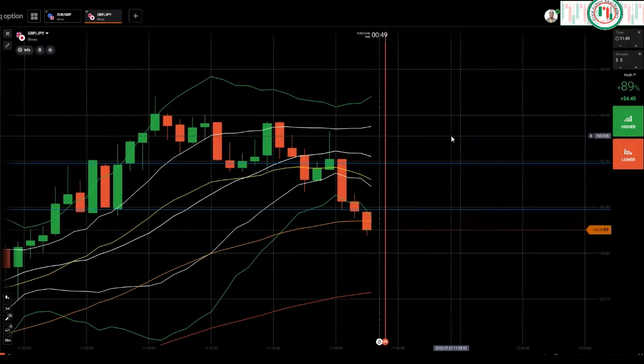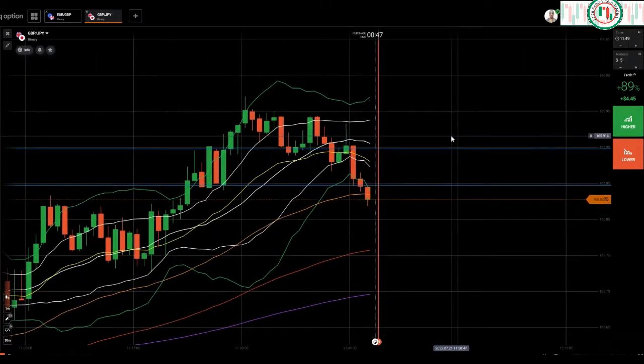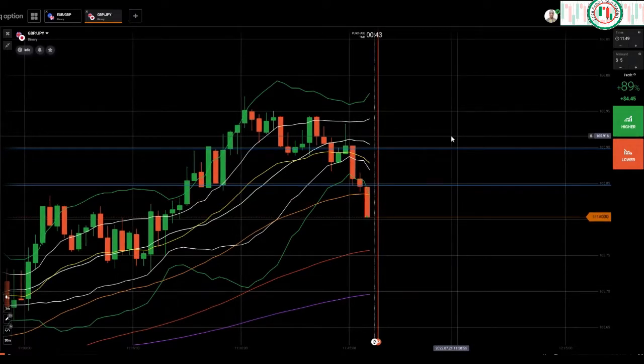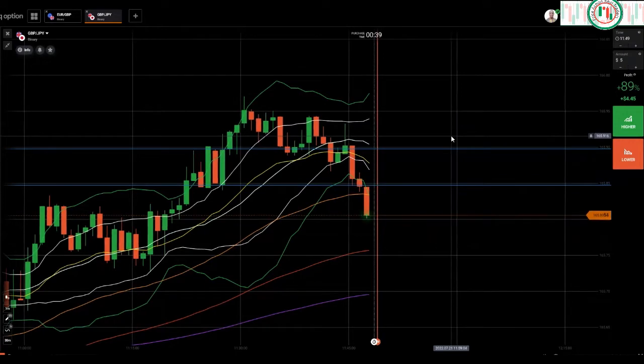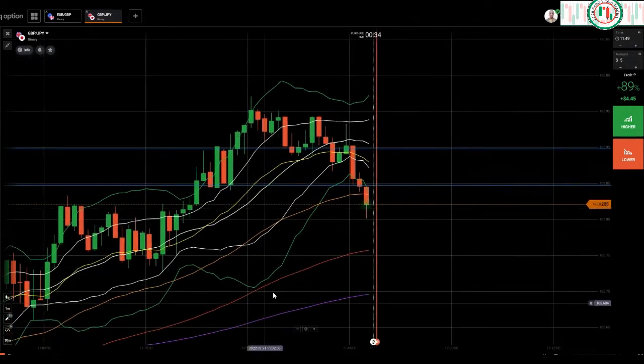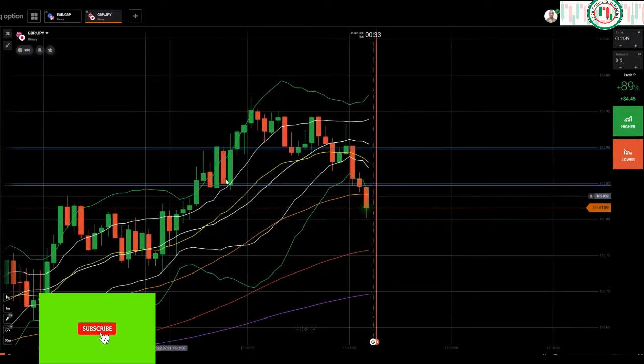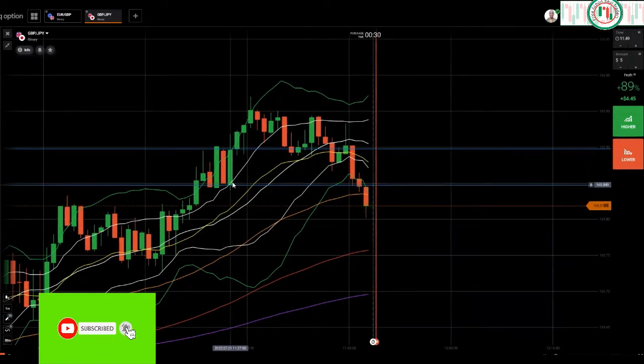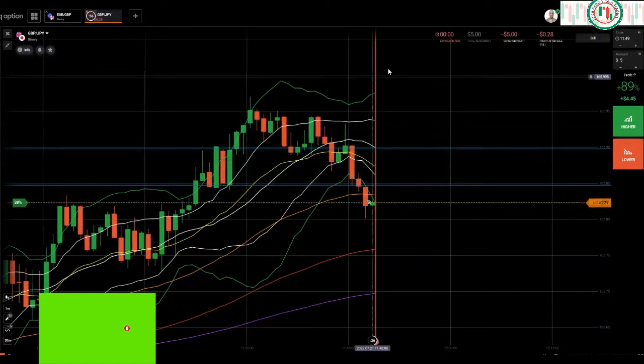So today I'm going to show you how to identify engulfing zone. This is part 5 on how to identify engulfing zone in strong trend. As you can see here, we are in a strong uptrend, and here is the zone, and this is the breakout of the zone. I will place a call option here.